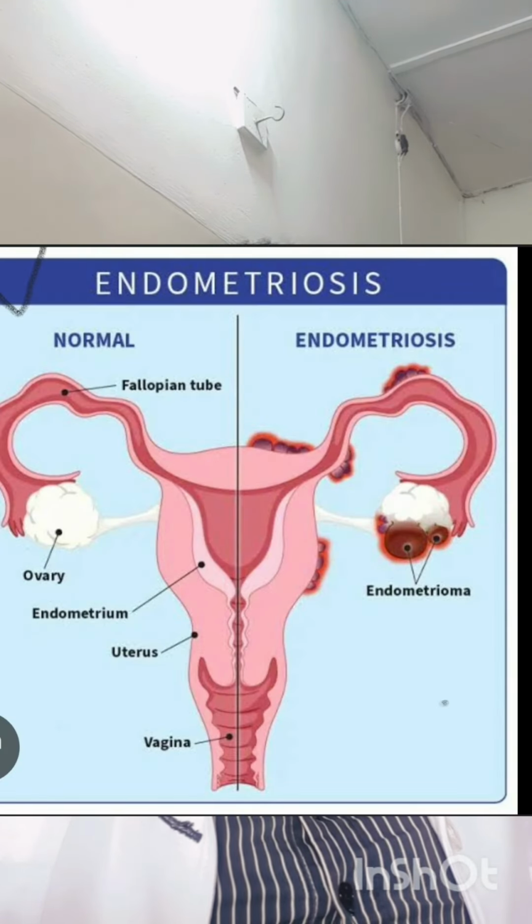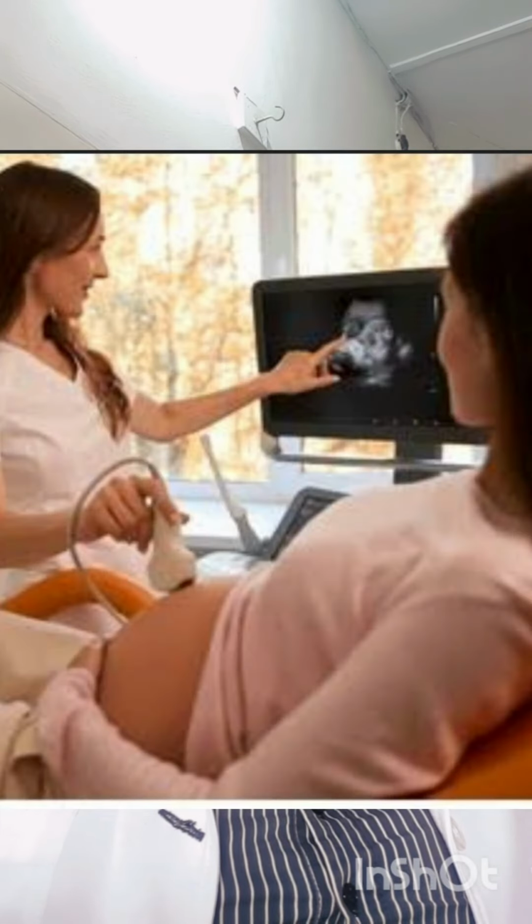There's also what we call endometriosis. This endometriosis is a formation of uterine lining on the ovary. This can also stimulate an ovarian cyst. It can be ruled out by a pelvic scan to check the pelvic region. And severe pelvic infection can also lead to this.